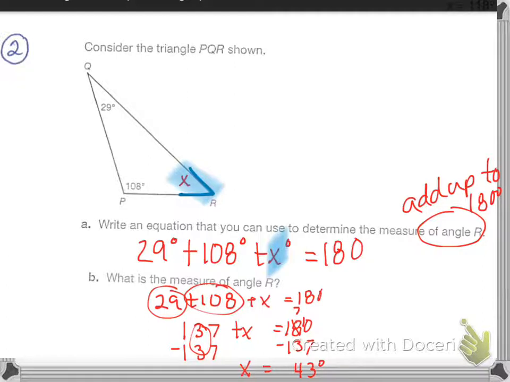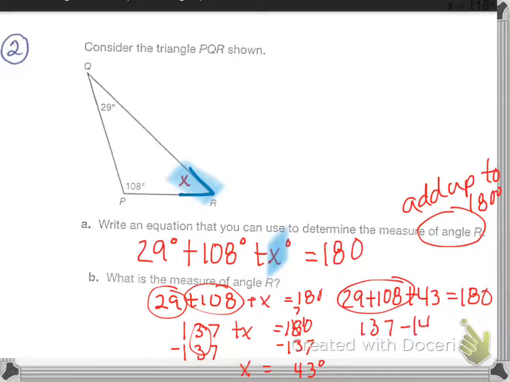And we want to check that and make sure that our answer is correct. So we have 29 plus 108 plus 43 equals 180. So those two together, we know adds up to 137. Plus 43 does equal 180. So our answer is correct.